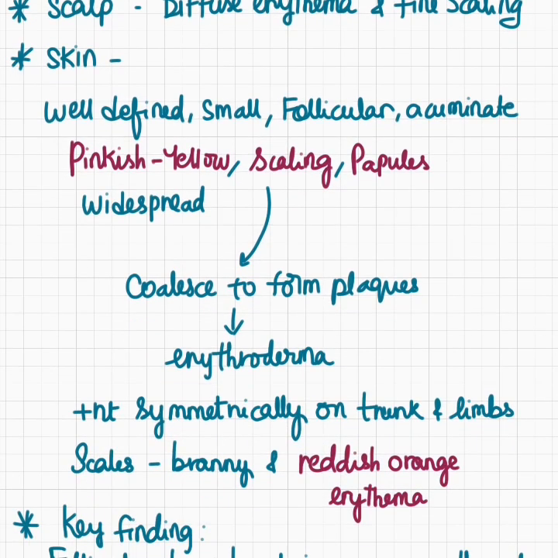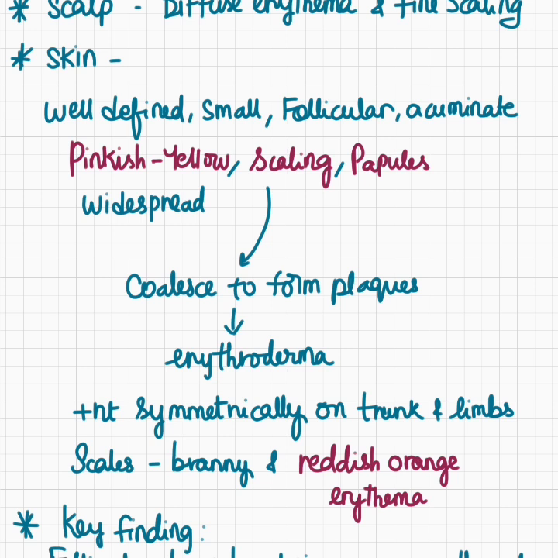Coming to the changes in the skin, well-defined small follicular acuminate pinkish yellow scaling papules are seen. They are widespread in distribution. So the primary dermatological lesion is going to be a papule. The papule is going to be small, acuminate, pinkish yellow with scaling, and it will be follicular in location. And these papules are widespread.